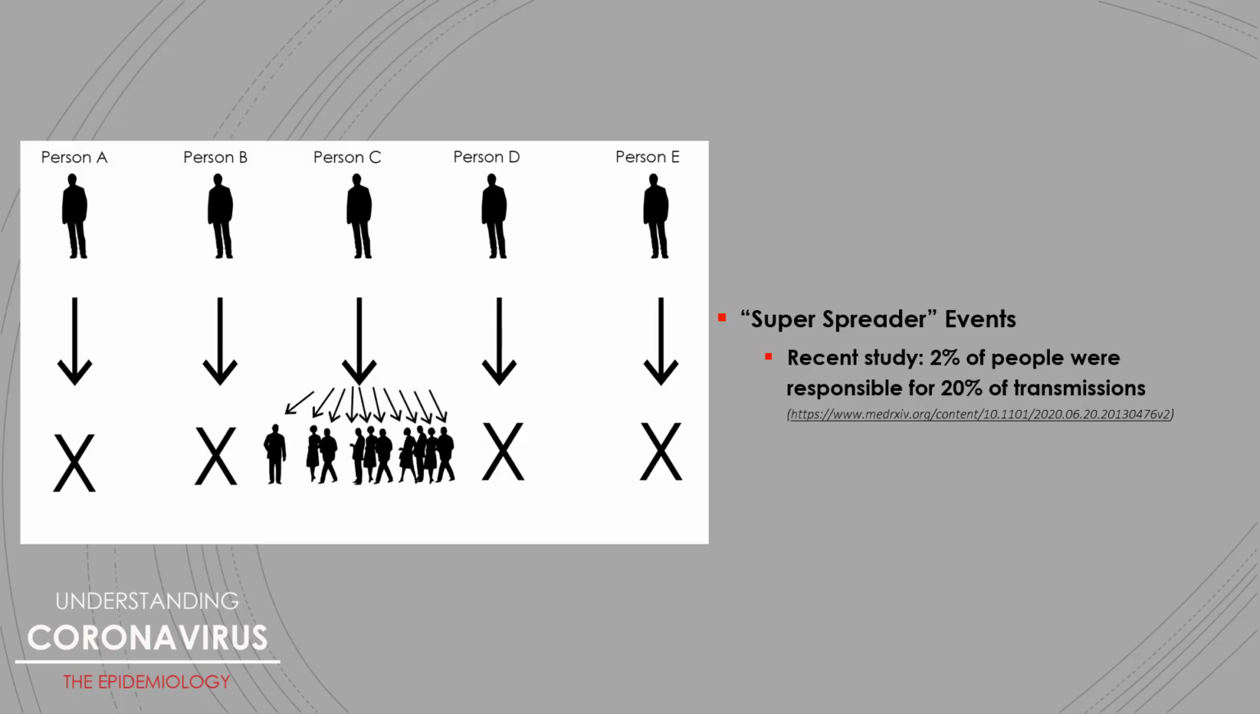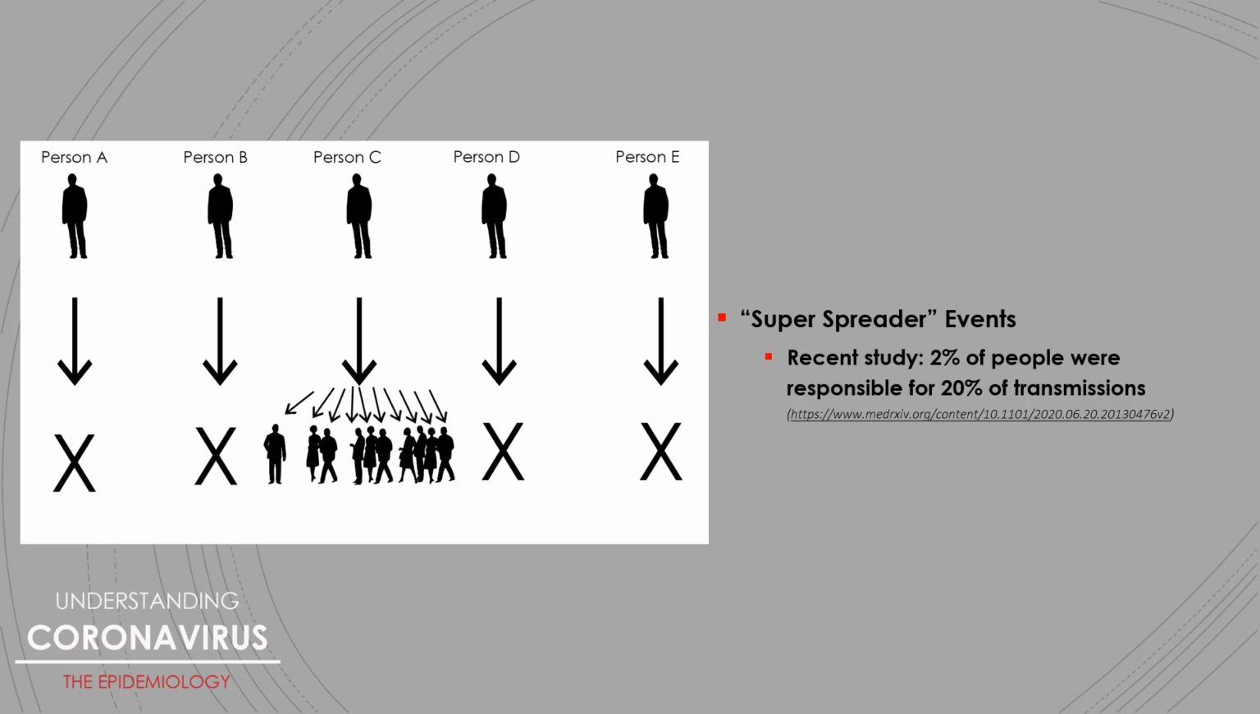With regards to the spread, we're also learning through research that in many cases there are super spreader events. What this means is you might have 5 different people with COVID, and for example, 4 of 5 don't actually spread the virus to anyone, or they might only spread it to one person. However, the 5th person might spread the virus to 10 or 15 people.